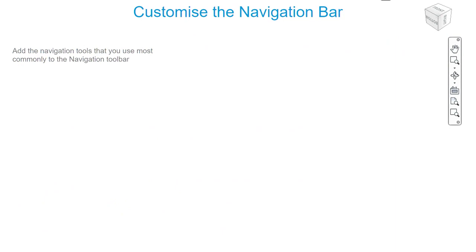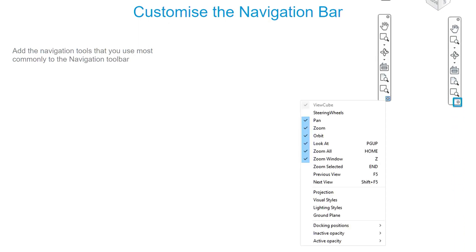Right, customize the navigation bar. I see this all the time. Inventor users sit there and they click through the drop downs, and I'm like, why don't you just customize it? You use the same tool over and over again. There's a little, probably not very obvious, but there's a little drop down over there. And you can go in there and you can choose which tools you use all the time.